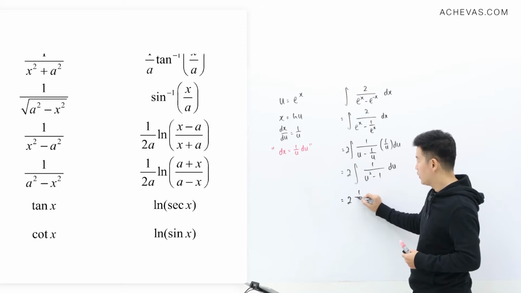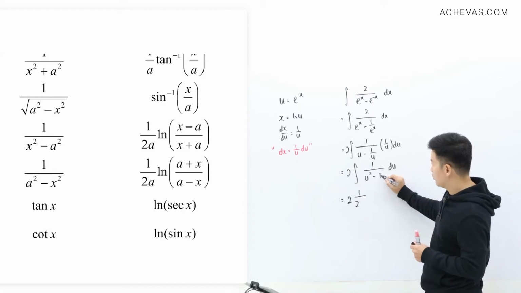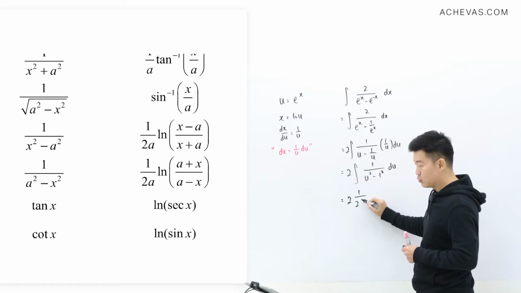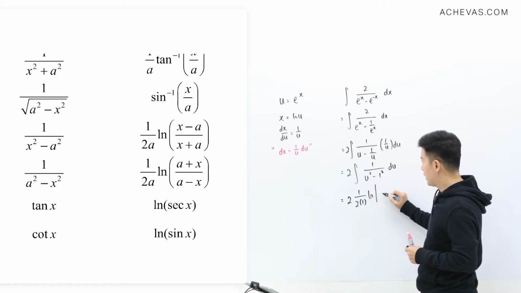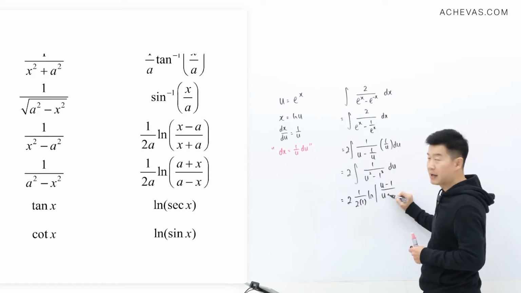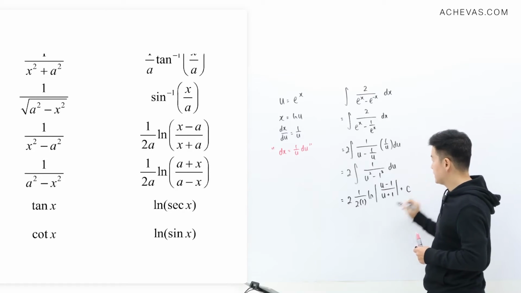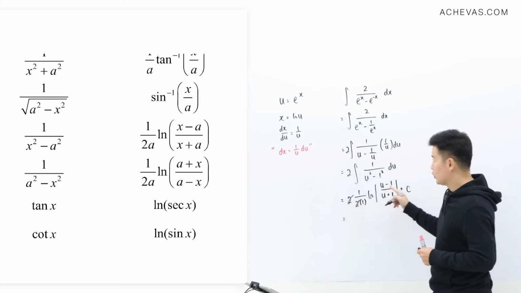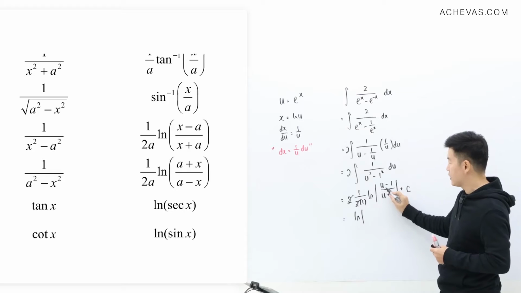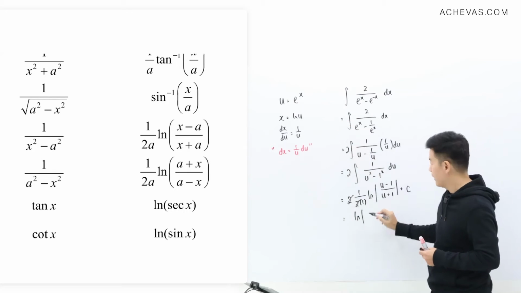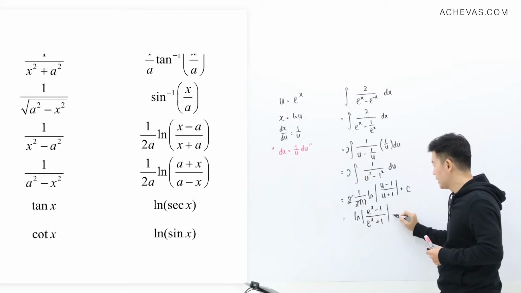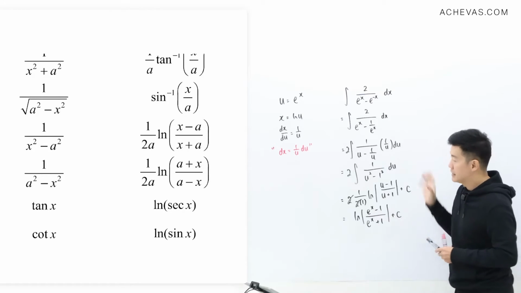It is going to be 1 over 2a. And if I were to treat 1 as 1 squared, then a is going to be equal to 1. So it will be 1 over 2 times 1, then ln modulus of u minus a, which is 1, over u plus a, which is 1, then plus c. And let's not forget that we are going to write our answer in terms of x, so we will want to re-express all this back with x. u is e to the power of x, so this is e to the power of x minus 1 over e to the power of x plus 1. Then this plus c. This is for the first part.